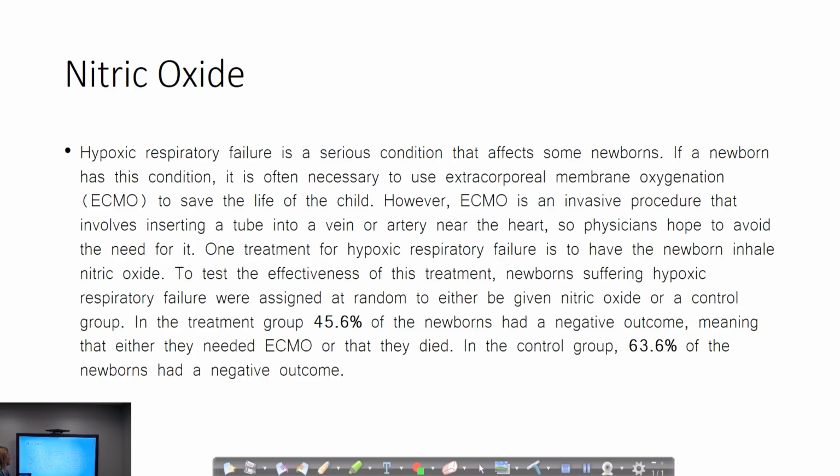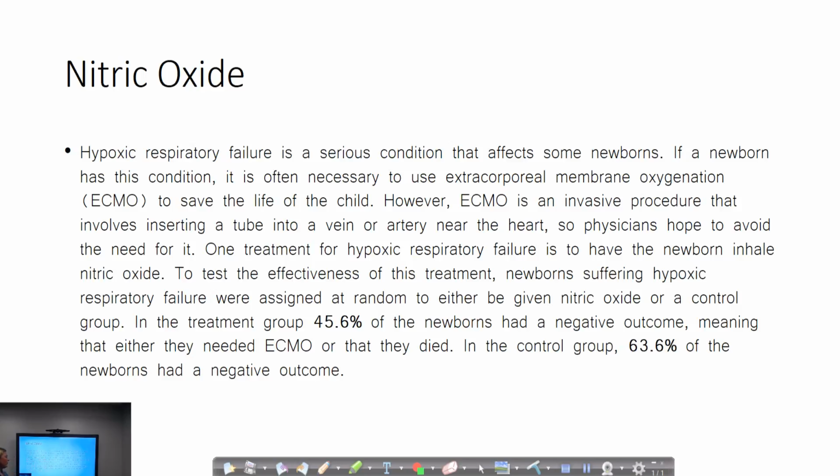In this situation, nitric oxide hypoxic respiratory failure is a serious condition that affects some newborns. If a newborn has this condition, it is often necessary to use ECMO to save the life of the child. However, ECMO is an invasive procedure that involves inserting a tube into a vein or artery near the heart, so physicians hope to avoid the need for it. One treatment for hypoxic respiratory failure is to have the newborn inhale nitric oxide. To test the effectiveness of this treatment, newborns suffering hypoxic respiratory failure were assigned at random to either be given nitric oxide or a control group.